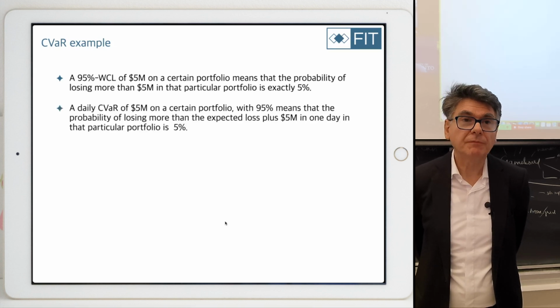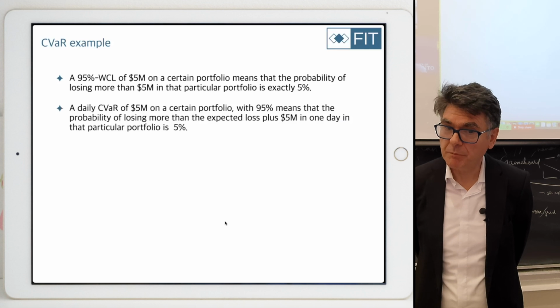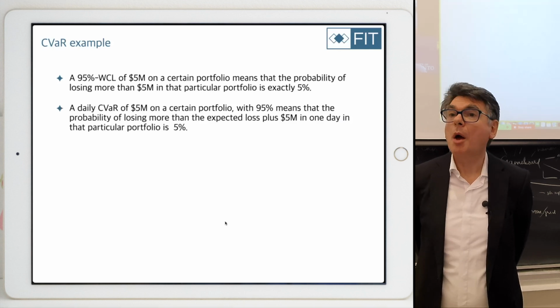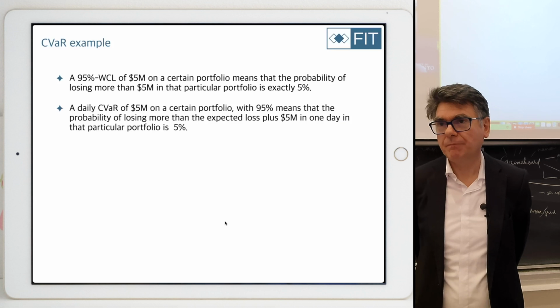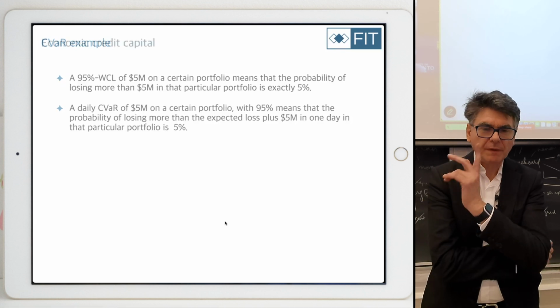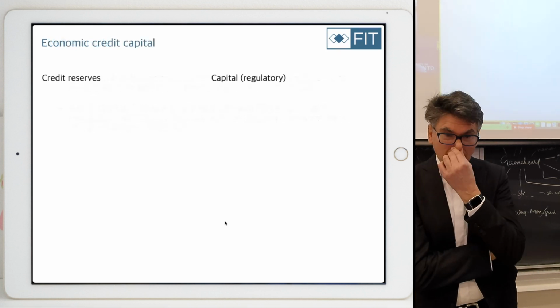A daily credit value at risk equal to $5 million means that the probability that I lose $5 million more than I expect is only 5%. Okay, we're going to see one example. This will become clear.